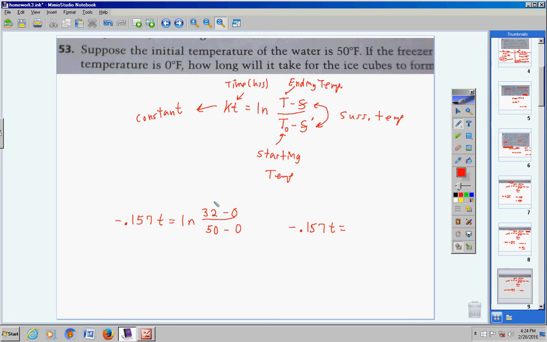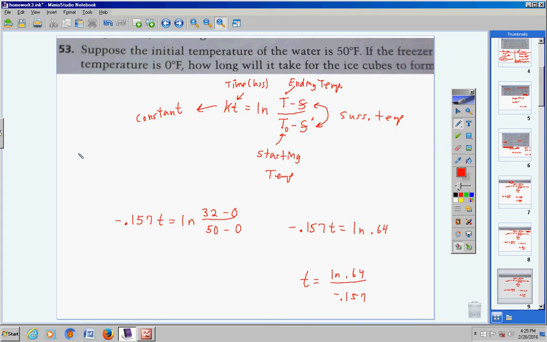Of course, let's reduce that very quickly and see what we get. And we get 16 over 25. Actually, it comes out to a decimal that doesn't round or repeat, just 0.64. So I'm going to leave it like this, okay? Now divide both sides by negative 0.157. So T equals the natural logarithm of 0.64 over negative 0.157. With a calculator, you would type in natural logarithm of 0.64, enter, divided by negative 0.157, enter. And if you do that correctly, you will get 2.84 hours.